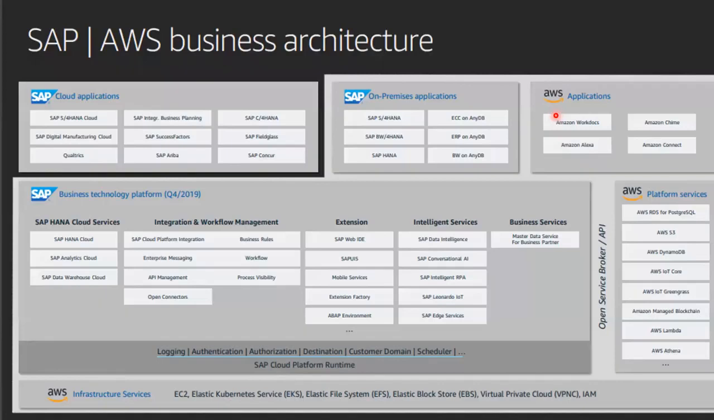In terms of application, you can use WorkDocs, you can use Amazon Chime, Alexa, or Amazon Connect. And there are many more. I've seen people using chatbots also. They use Lex and they integrate with their SAP application. So these are some of the machine learning services. These are some of the AI related services which you can use with your SAP workload.